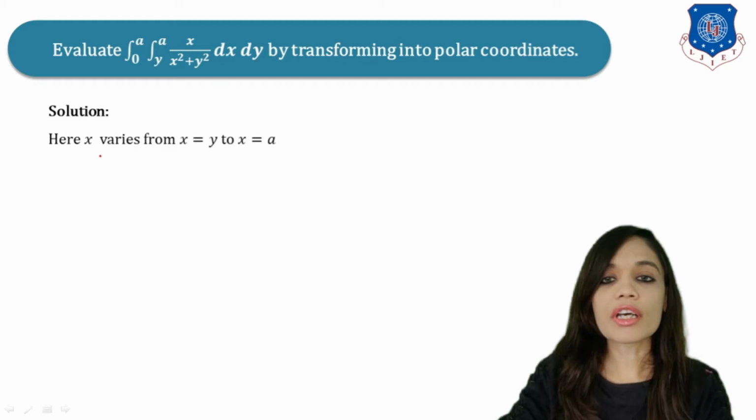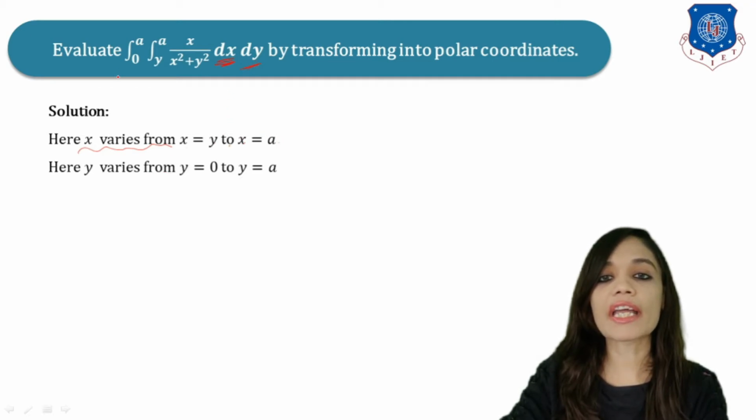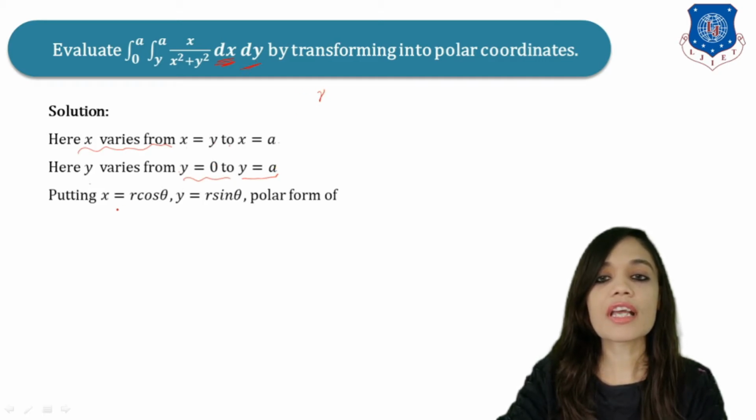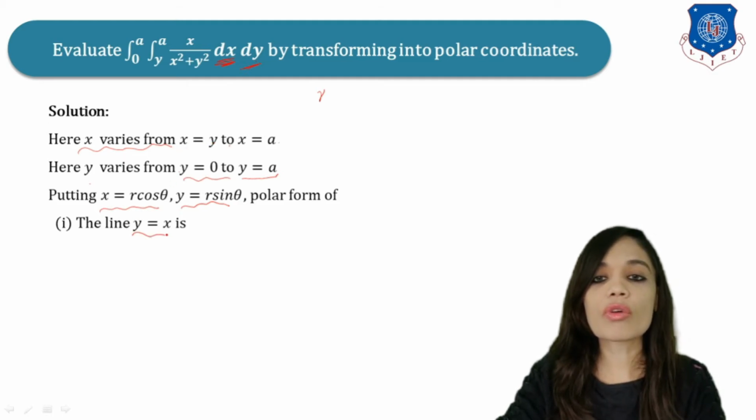So here our limits of x are what? y to a. Therefore, our x varies from x = y to x = a, right? Now, our limits of y are 0 to a. So our y varies from y = 0 to y = a, right? Now, let us take our assumptions, that is x = r cos θ, y = r sin θ, to convert it into polar form, right? So now let us find the limits. Now we'll consider the given line as y = x, right?